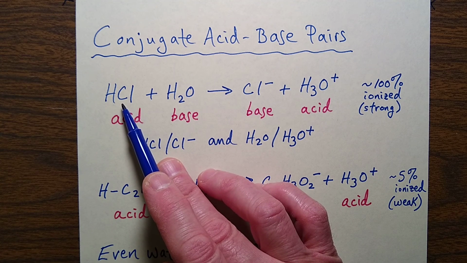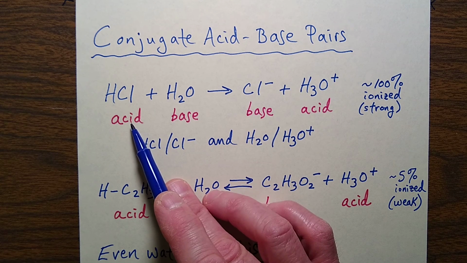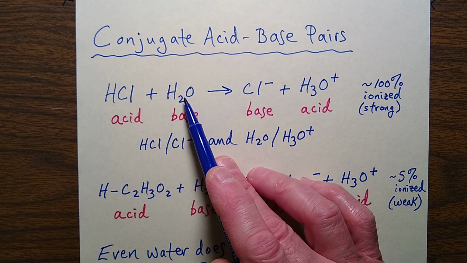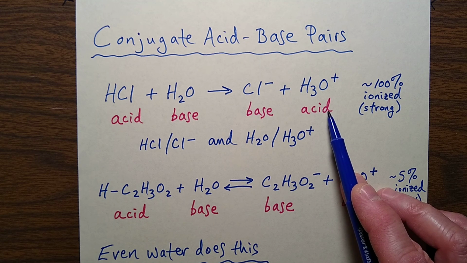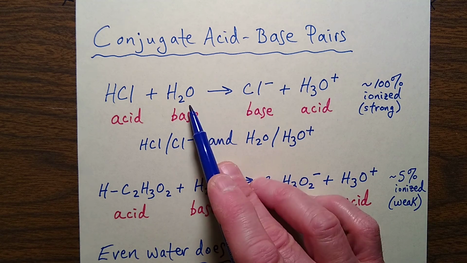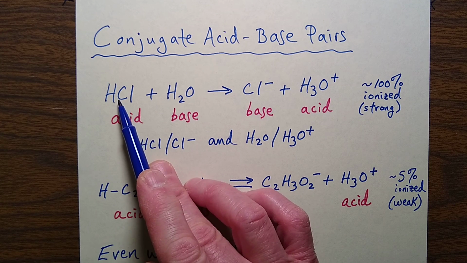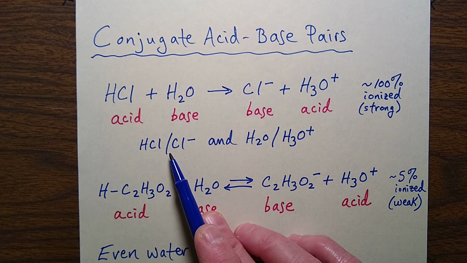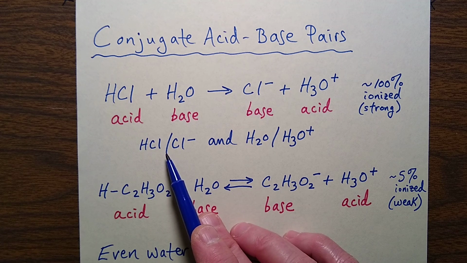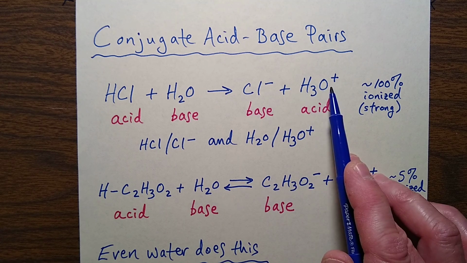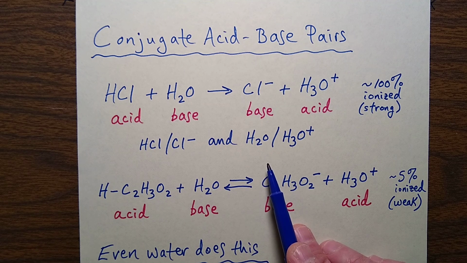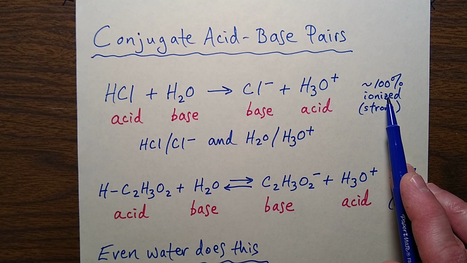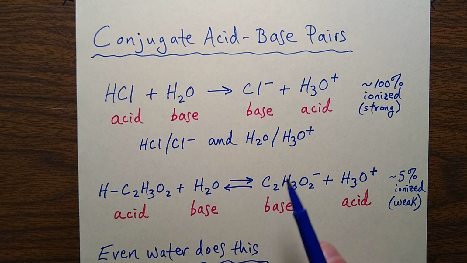And the acid, losing a proton, becomes a chloride ion. So the acid becomes a base. The water, which picked up a proton from the hydrogen chloride, or the HCl, becomes what's called a hydronium ion, a conjugate acid of this. It's a little confusing, but HCl and chloride ion are one conjugate acid-base pair. They only differ by a proton. Water and hydronium ion are another conjugate acid-base pair. They only differ by the presence or absence of a proton. So that, again, is a strong acid. We would say it's 100% ionized.